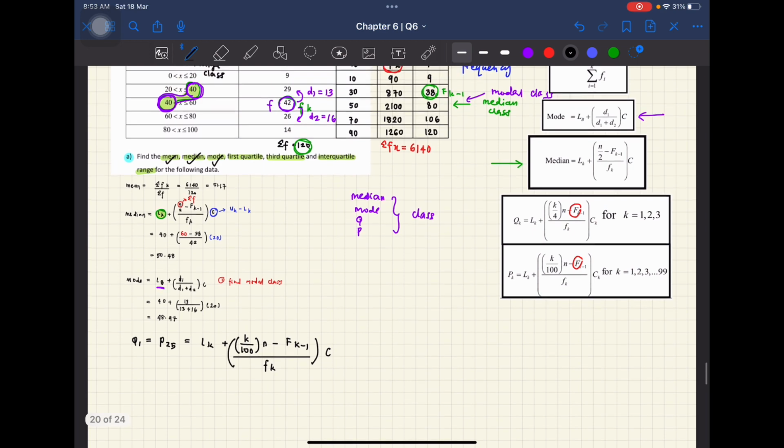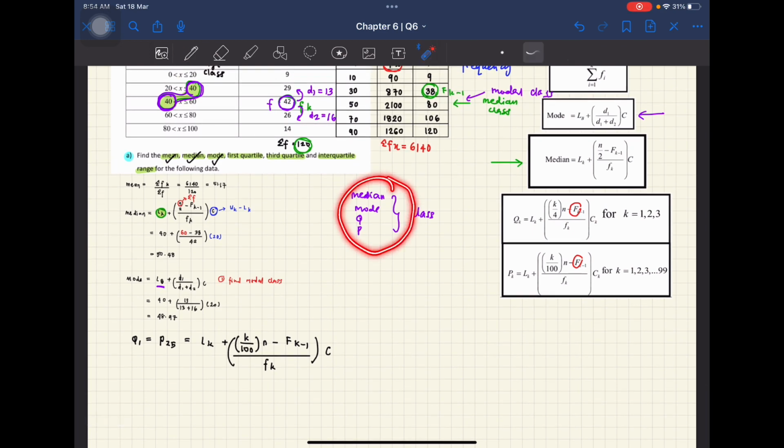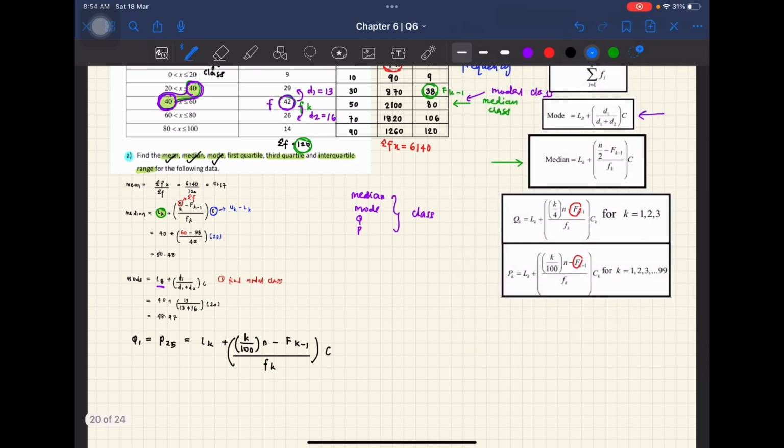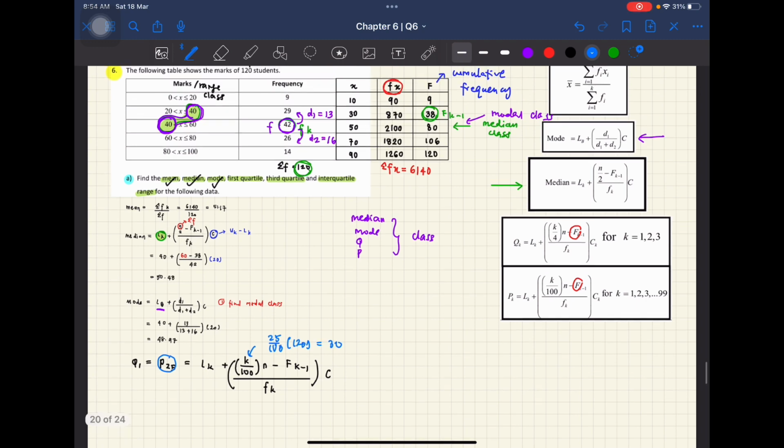Okay, so apa yang saya nak kena cari? Alright, so macam saya cakap tadi dekat sini, the first thing that I need to do is to find the class first. Okay, so macam mana nak cari class for quartile yang pertama? So quartile yang pertama, let me just use, what color yang should I use? Biru lah. Okay, so untuk quartile yang pertama adalah P25. So P25 maksudnya dekat sini, dia adalah 25 per 100. Darabkan dengan berapa kita punya N? N adalah 120. So akan dapat berapa? So 25 per 100 darab 120. Dapat 30.